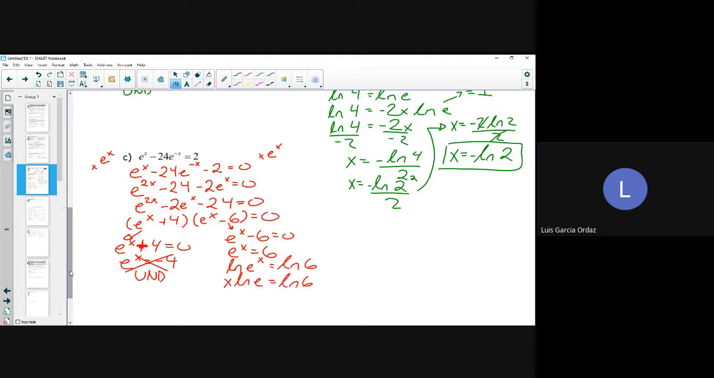And ln of e is always equal to what? What is ln of e always equal to? 1. So all I'm left with is x is equal to ln 6. That is my final answer.